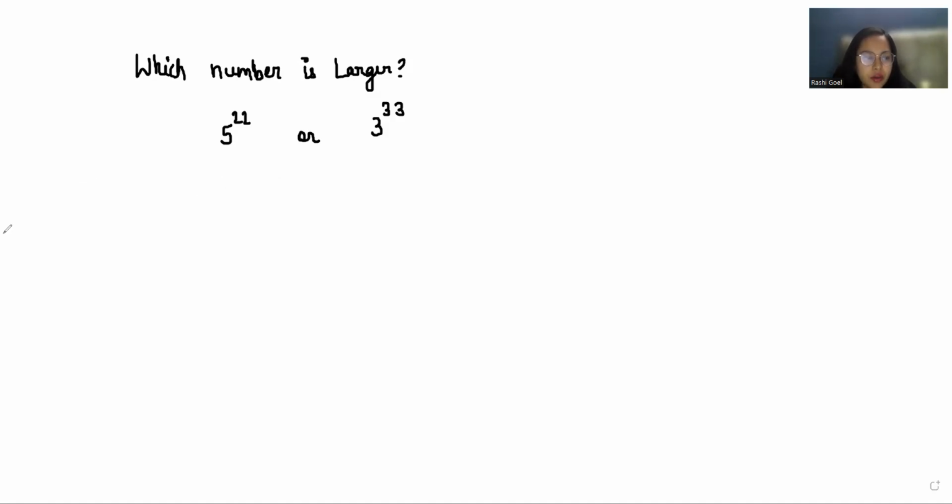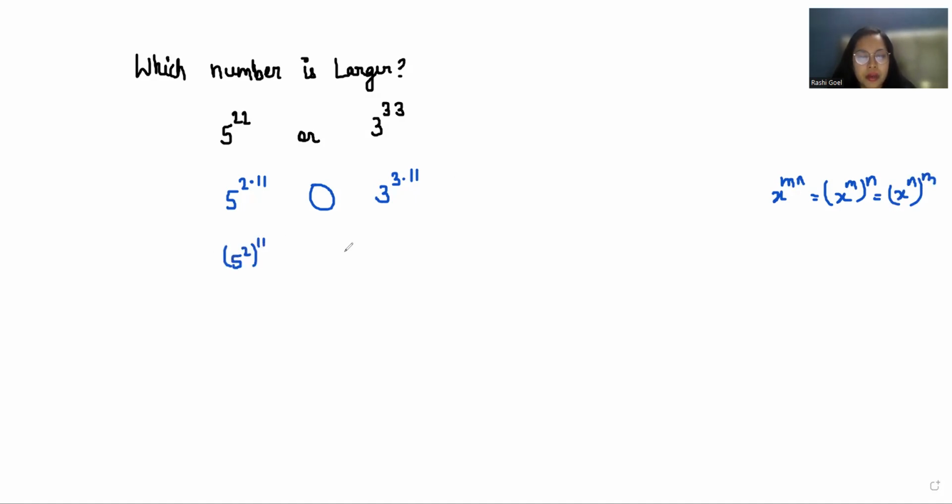So 5 power 22, we can write this as 5 power 2 times 11, and here we can write it as 3 power 3 times 11. According to the exponent rule, x power mn, we can write it as x power m, whole power n, or x power n, whole power m. So it becomes 5 power 2, whole power 11. Similarly, 3 power 3, whole power 11.